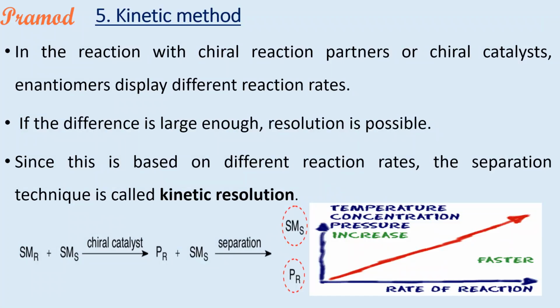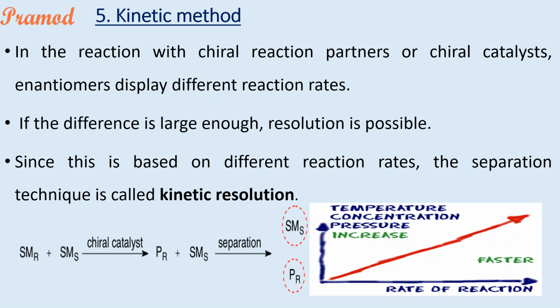Now the kinetic method. So what is kinetics? Kinetics means rate of reaction. In the reaction, the chiral reaction partners or a catalyst act enantiomer-specifically. There are catalysts and various chiral reagents present, and the enantiomers will react with them at a different rate. So this can be used for the separation.